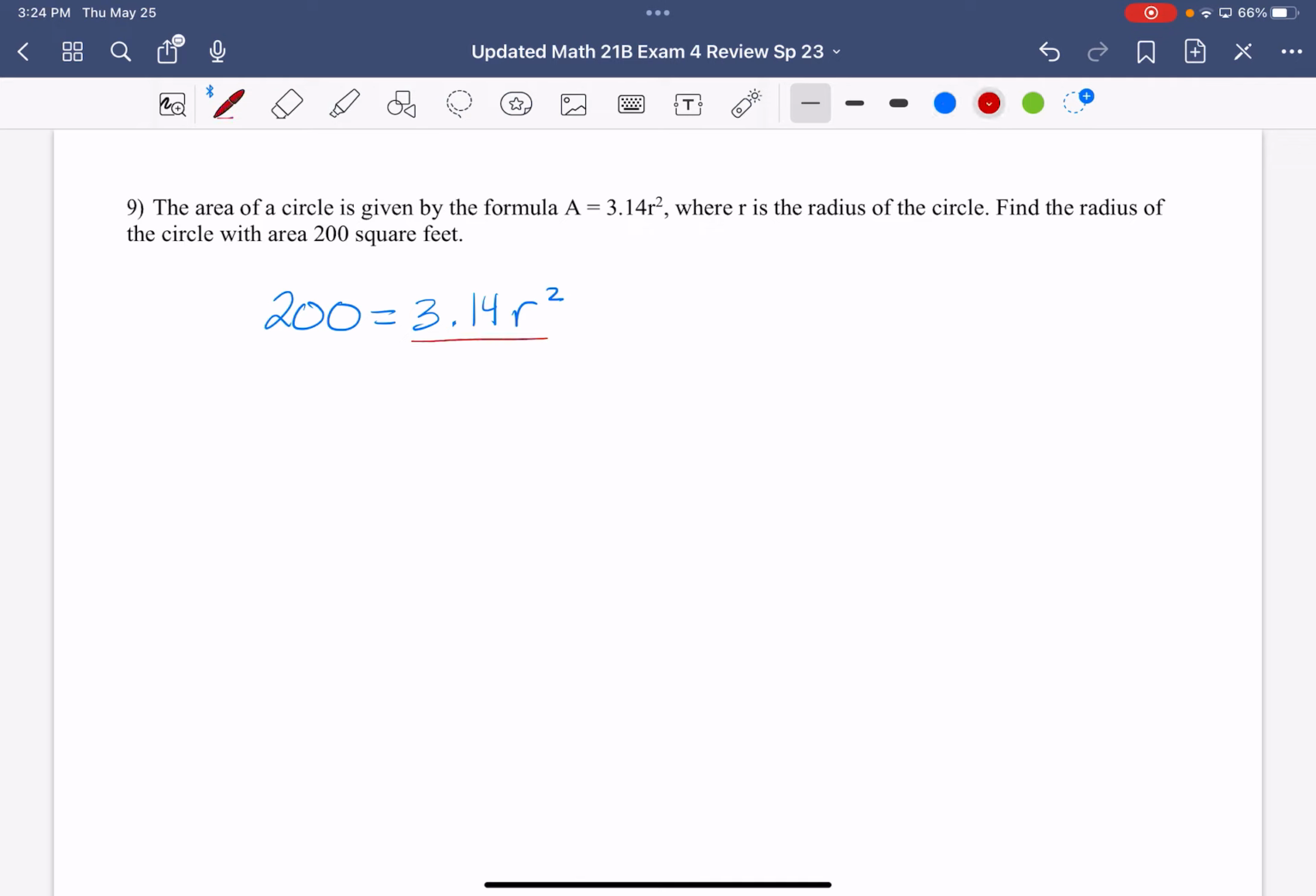We can divide both sides by 3.14. Feel free to use your calculators. And I'm going to 3 decimal places. Remember, go to at least 3 decimal places as you're working through this process. And then at the very end, you could round to whatever it says. Typically, it says round to 2. So this will be 63.694 equals r squared, because the 3.14 is canceled.